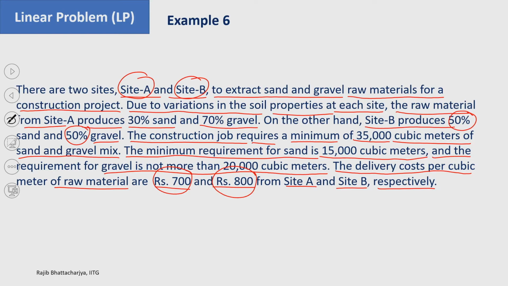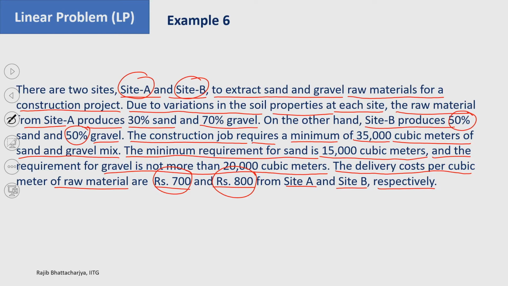Okay. So, now we have to take a decision: how much raw material you are taking from site A and how much raw material you should take from site B in order to minimize the cost. So, here what is your objective? That objective is to minimize the delivery cost. That is my objective, and now I have to take a decision on how much material you are taking from site A and how much material you are taking from site B.